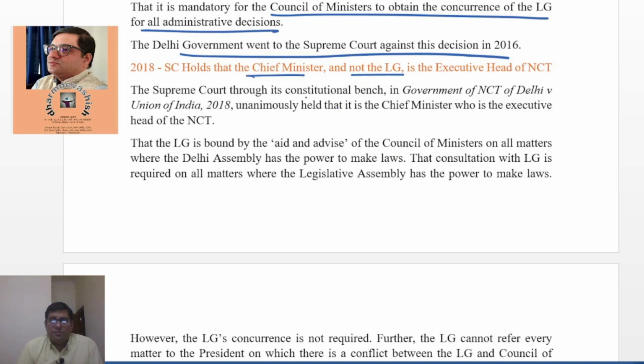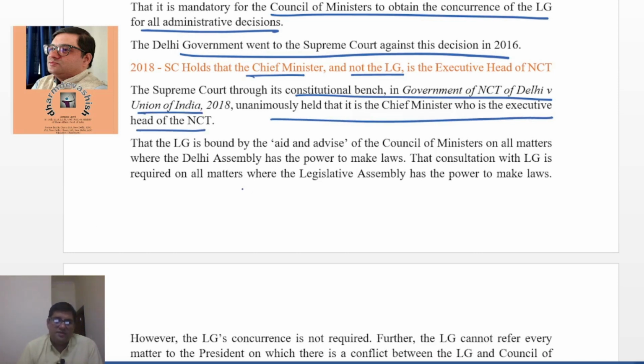So the Supreme Court, through its constitutional bench in Government of NCT of Delhi versus Union of India, unanimously held that the Chief Minister is the executive head of the NCT. Now, what would be the implication of this situation? It means that the LG would not have unlimited discretion. The LG is bound by the aid and advice of the Council of Ministers, but only on those matters where the Delhi Assembly has the power to make laws.